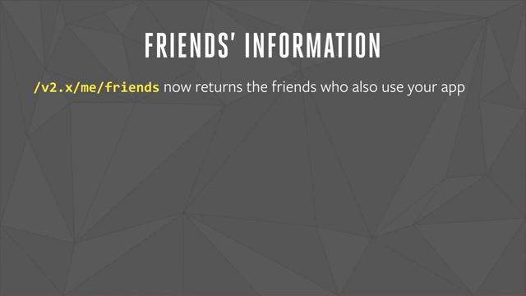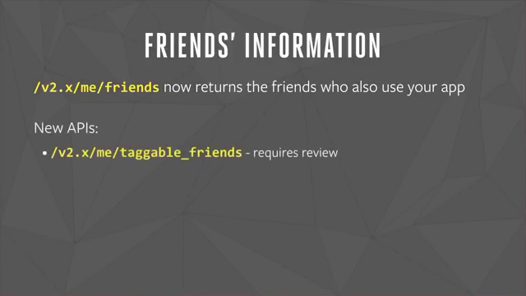First, your app may want to let people tag and mention their friends in stories people publish. The Taggable Friends API returns a list of all the person's taggable friends, including those who don't use the app. It returns their name, a profile picture, and a token which can be used to tag those people in stories published by your app. This API requires review by Facebook before you can use it in production. You can request review in the same way you do with permissions, in the Status and Review tab of your app's dashboard.